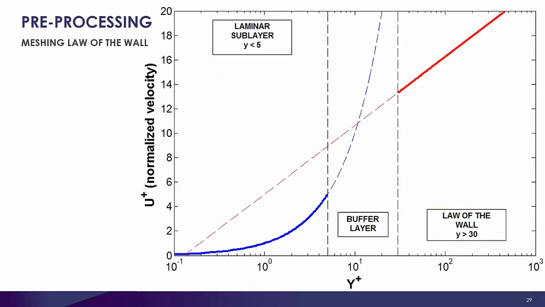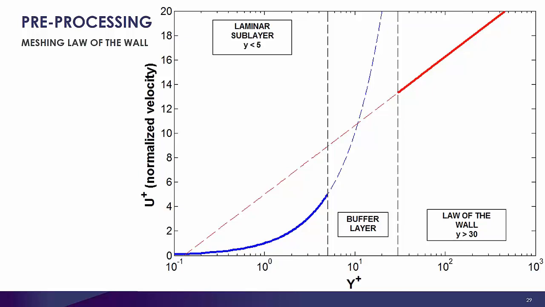And so what we're also looking at the moment is just a graph of Y plus on the x-axis and U plus on the y-axis, U plus being a normalized velocity in the boundary layer. So as you can see here, we've got two lines that use two different equations in order to capture the boundary layer. We've got the blue line, which captures the profile of the laminar sublayer, and the red line of the turbulent log layer.